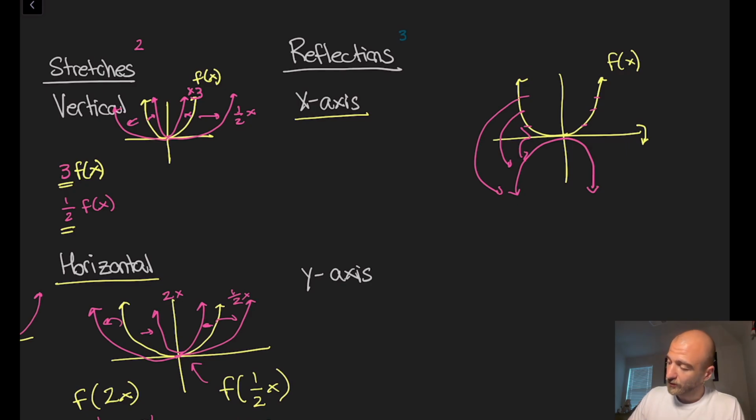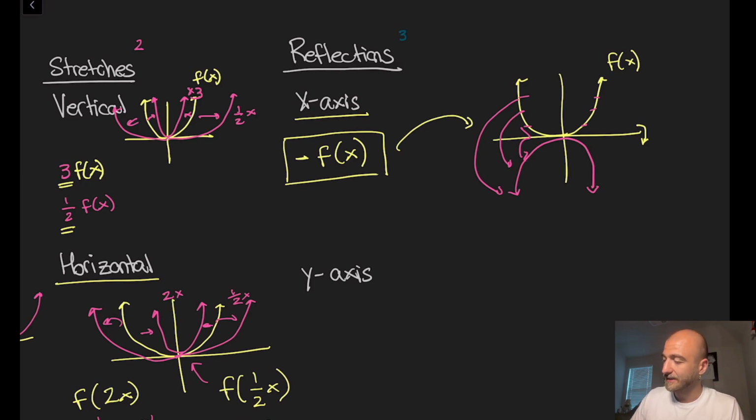And to do that, we take our original f of x function. Guess what? It's pretty simple. We literally just make it negative. The negative f of x command translates into a reflection over the x-axis.